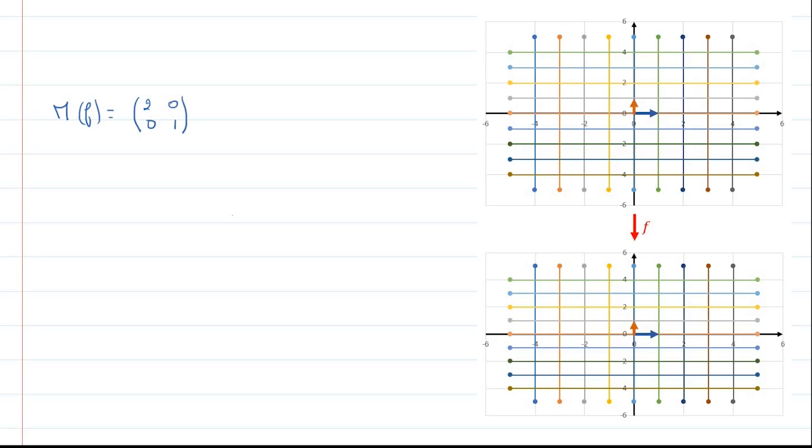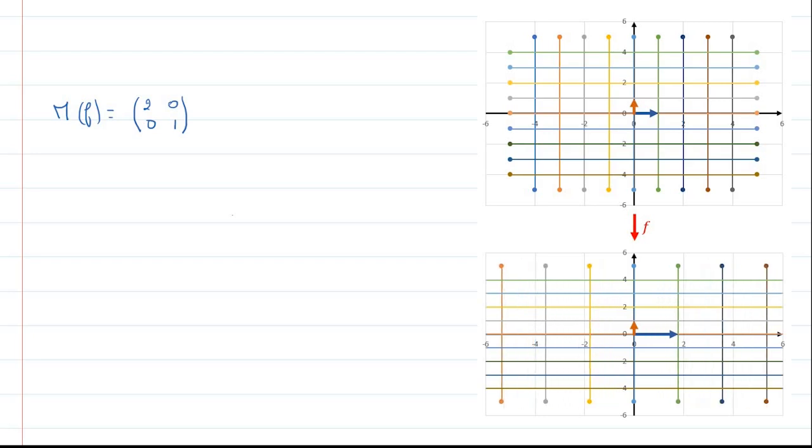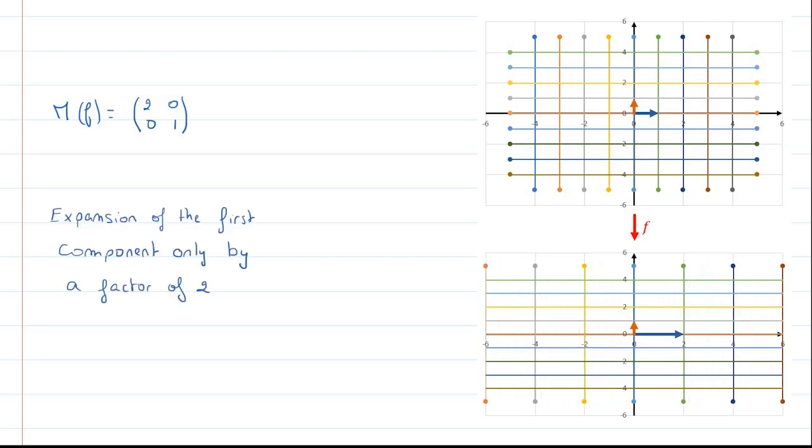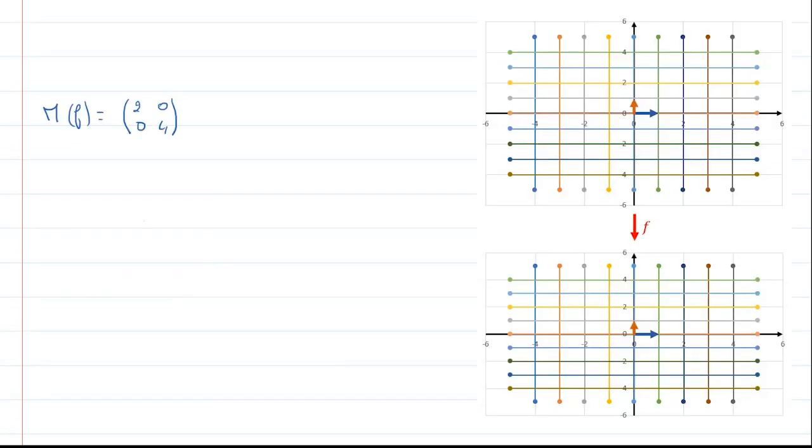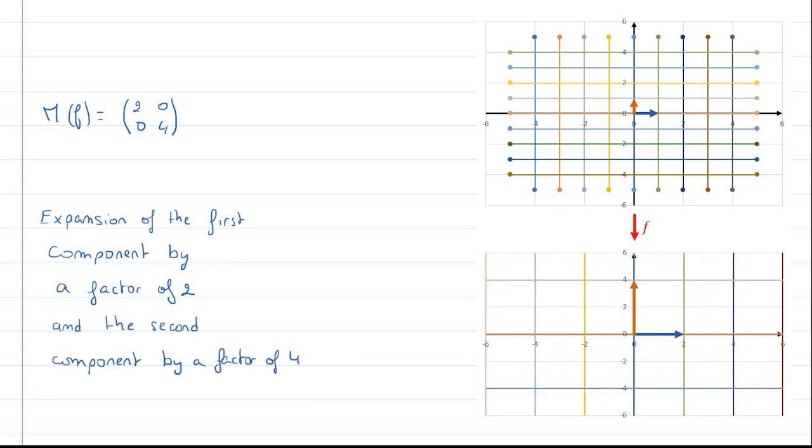Let's try now the visual effect of other linear maps, then of course other matrices. So take for instance the matrix 2, 0, 0, 1. What will be the effect? This matrix or this linear map will expand only the first component by a factor of 2. What about this one, 2, 0, 0, 4? It will expand the first component by a factor of 2 and the second component by a factor of 4.